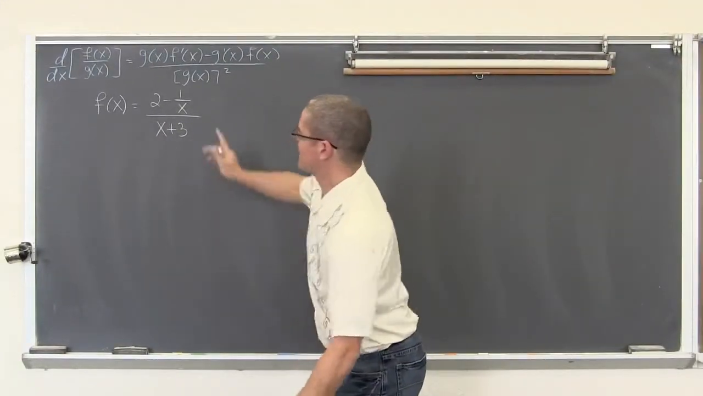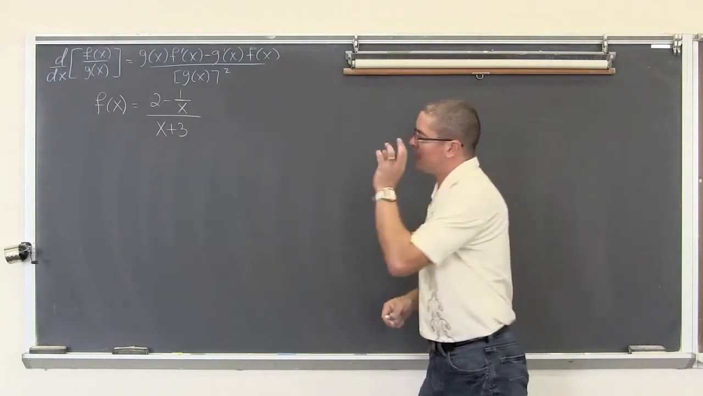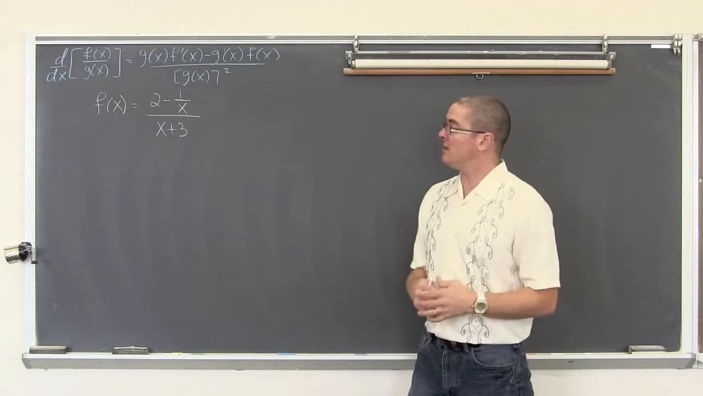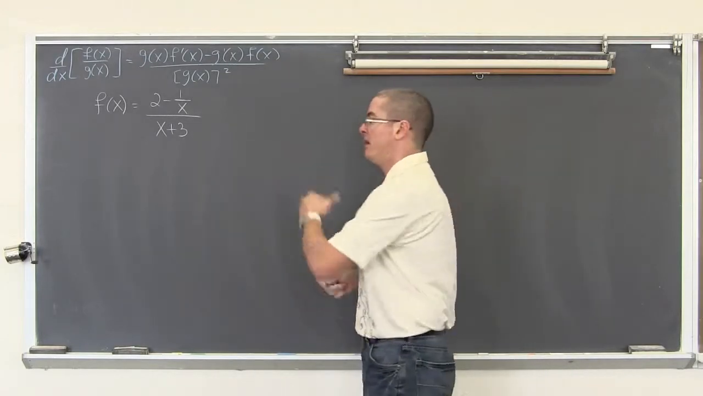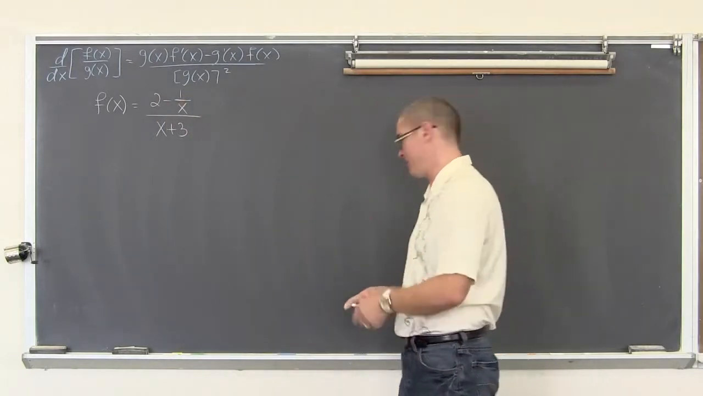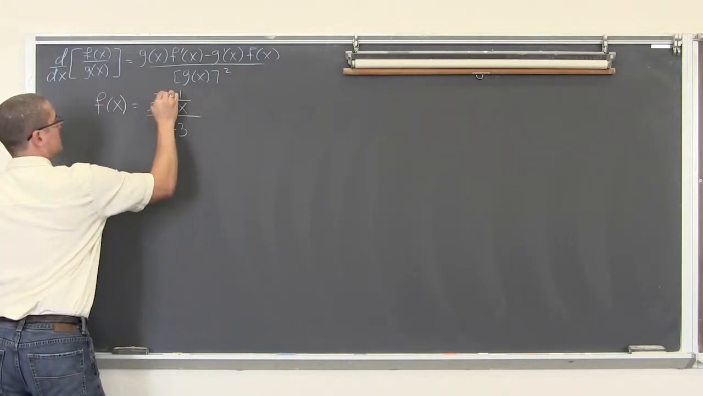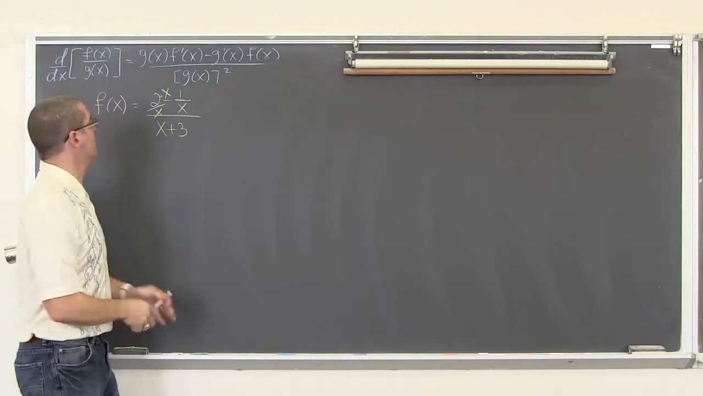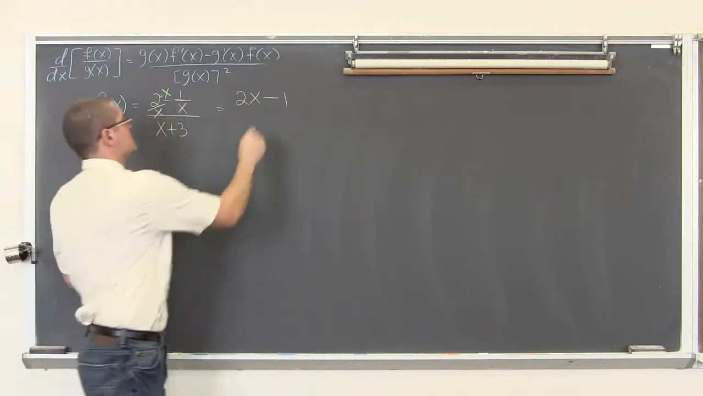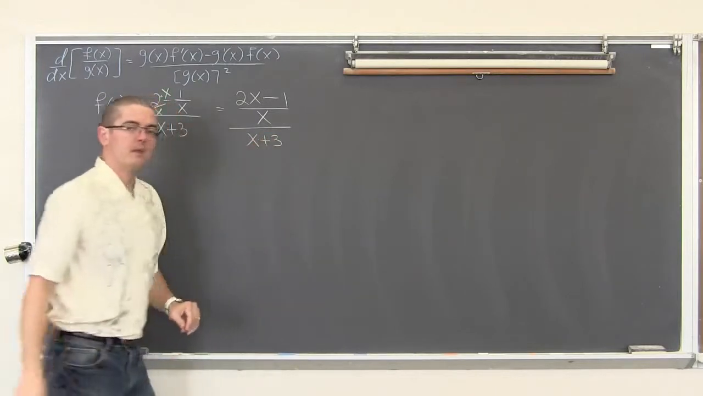Last example, f of x is equal to 2 minus 1 over x, all over x plus 3. That would be a heaping full of mess if you try to find the derivative of that. So we're going to rewrite the function a little bit, make it a little bit cleaner, and then go from there. I want to put those two terms in the numerator together, so I need common denominators. I'm going to multiply that by x on the top and bottom there and get 2x minus 1 over my common denominator now of x. And that is all over x plus 3.